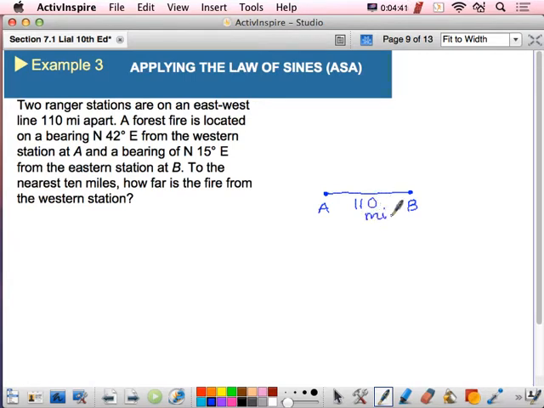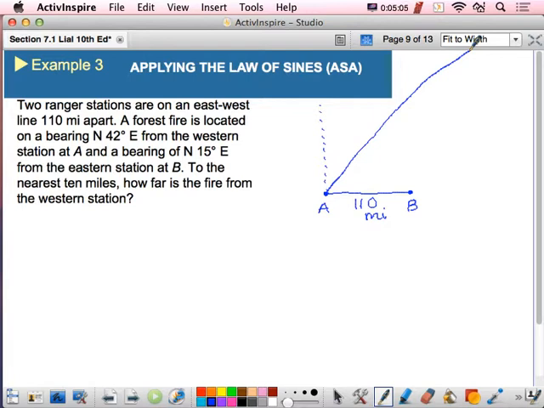Okay? We know there's a forest fire located on a bearing that is north and 42 degrees towards the east from the western station. So this is my western station, right? So that's north and 42 degrees to the east. So that would be about right here. And so somewhere along that line, I'm not sure where, is my forest fire.